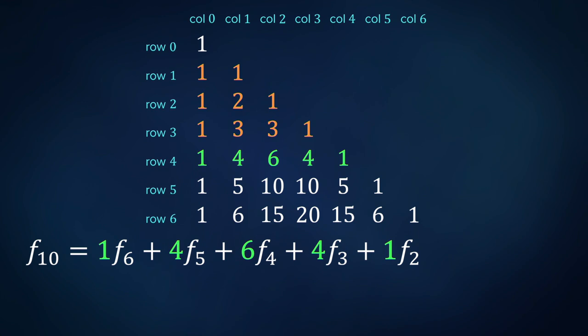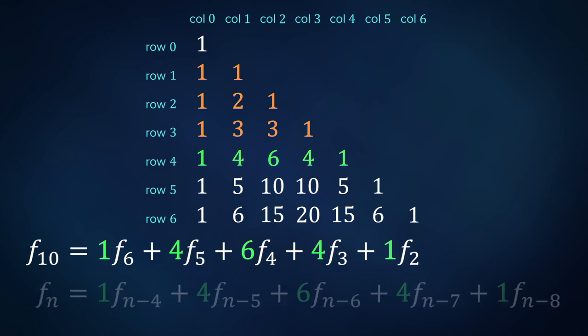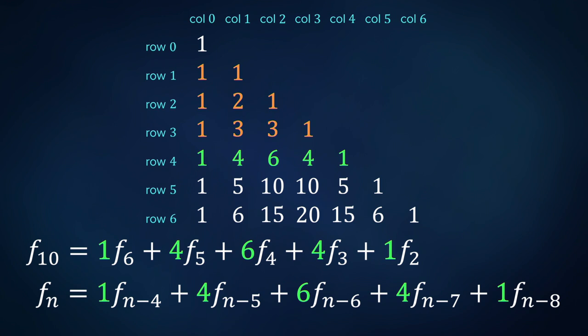And more generally, for n greater than or equal to 8, we have f_n is equal to 1 f_{n-4} plus 4 f_{n-5} plus 6 f_{n-6} plus 4 f_{n-7} plus 1 f_{n-8}. Let's explain this equation with a combinatorial proof by seeing what both sides of this equation are counting.